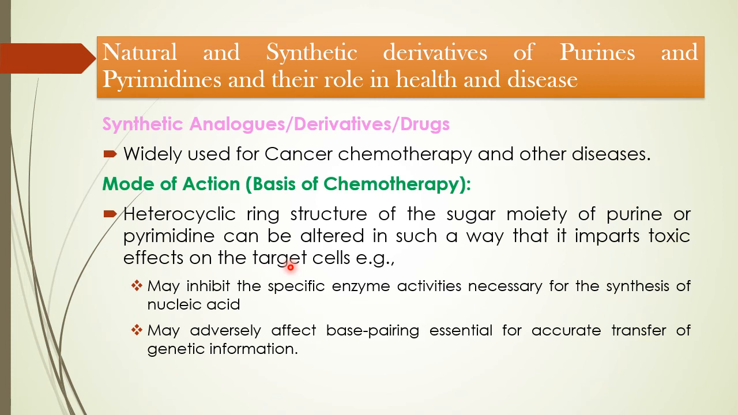So what can these synthetic analogues do? Basically, they can inhibit the activity of specific enzymes which are responsible for making nucleic acids in the cells. So when nucleic acid synthesis is impaired, then cancer cells won't grow. Similarly, there is another mode of action as well, that these synthetic analogues can also affect the base pairing process of DNA. And when this base pairing process is interrupted, then there is inaccurate transfer of genetic information and cancer cells cannot divide or disseminate.